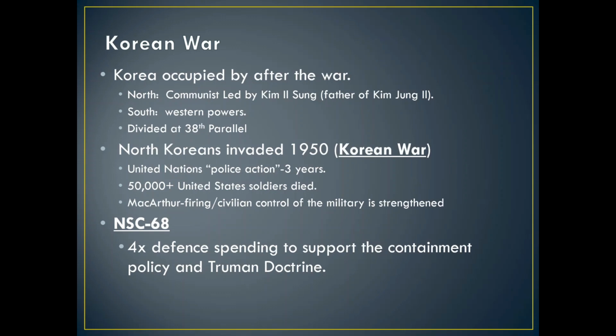Lastly, we're going to talk about the Korean War. After World War II, Korea was occupied. It's going to be made into two countries. North Korea will be communist. It's going to be led by Kim Il-sung, father of Kim Jong Il. The South will be non-communist. It's not really democratic. It's led by Rhee. He was kind of a dictator, but he was non-communist. Korea is going to be divided at the 38th parallel.